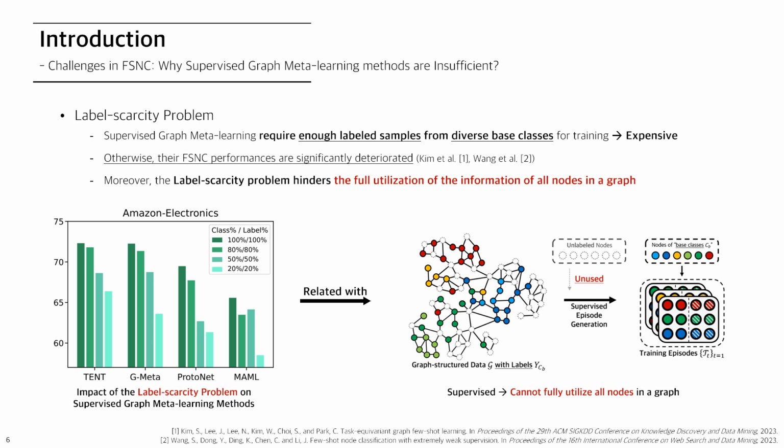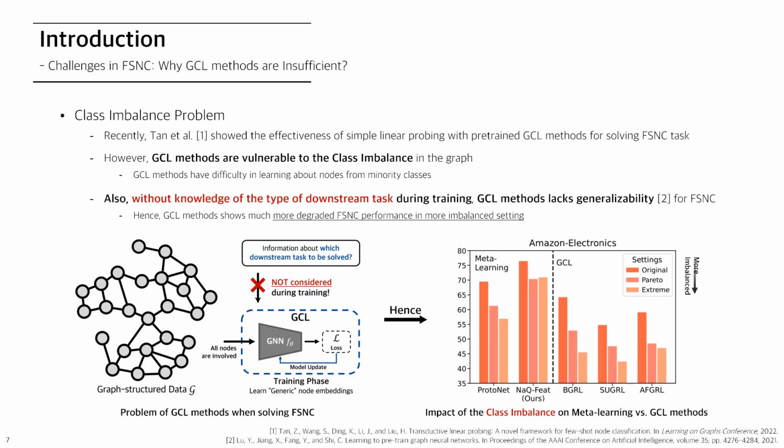Although supervised graph meta-learning methods are effective, their label scarcity problem has to be resolved. This is because the amount of available labeled data determines the number of nodes they can utilize for training, which is crucial in few-shot node classification. While GCL methods are not affected by the label scarcity problem, the inherent class imbalance in the graph deteriorates their few-shot node classification performance. As they cannot attain knowledge about the type of downstream task to solve, they lack the generalized abilities for solving the few-shot node classification task.